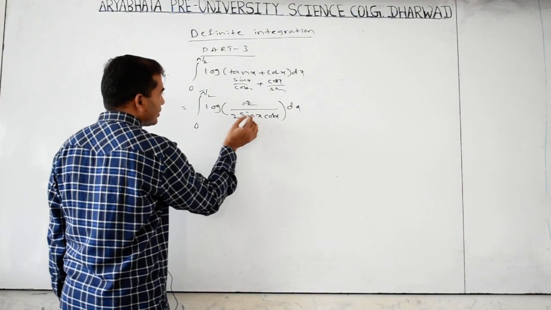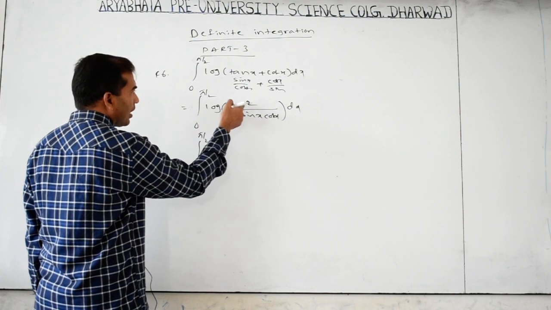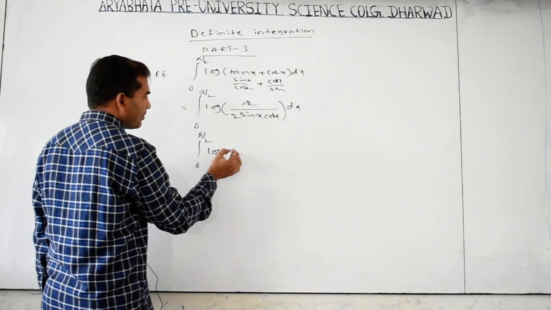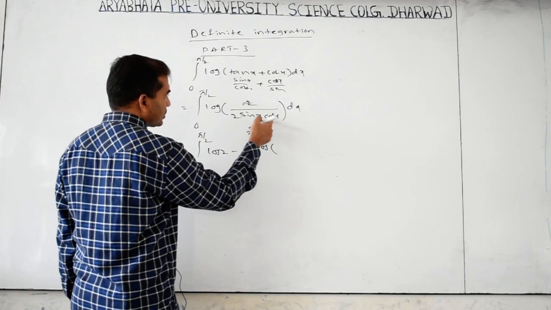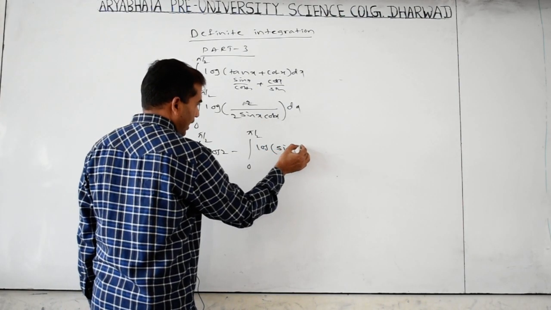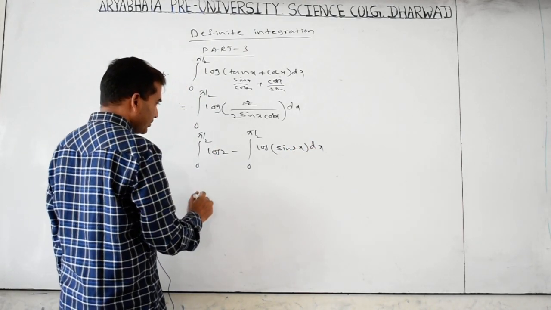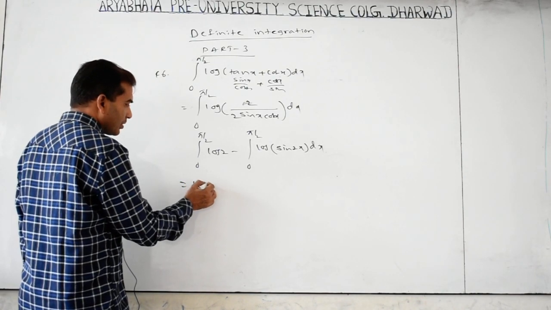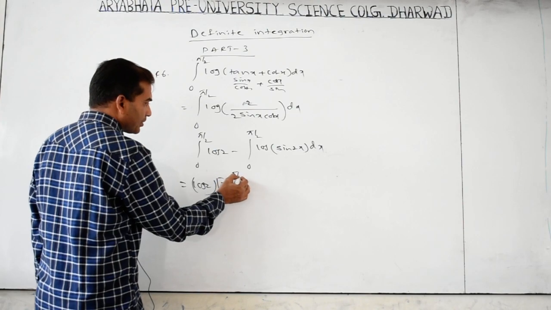Multiply by 2 here. Okay. The integral of log m by n is log of m minus log of n, so the integral from 0 to pi by 2 of log of 2 minus the integral of log of 2 sin x into cos x, which is sin 2x, dx. This we have done in the previous class. Log 2 is a constant, integration of 1 dx with limits 0 to pi by 2.